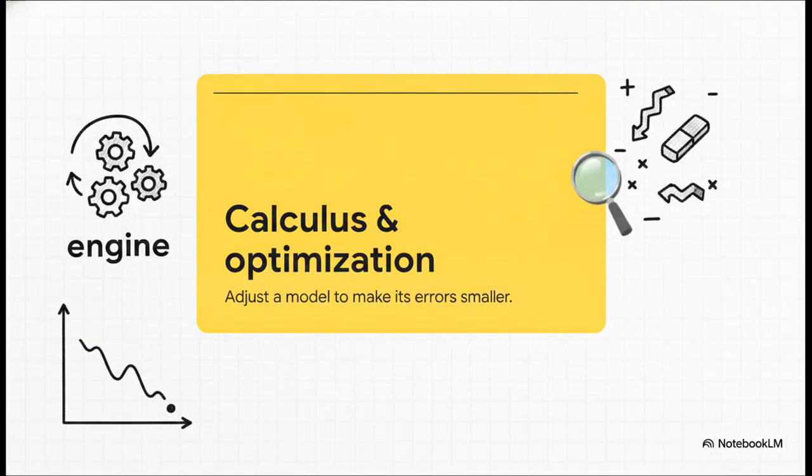The third group is calculus and optimization. Picture calculus as the engine of improvement for an AI. It is constantly working behind the scenes, tweaking parameters and adjusting the model so that the system makes fewer and fewer mistakes over time. It's all about reducing the error rate on whatever the AI is trying to achieve.